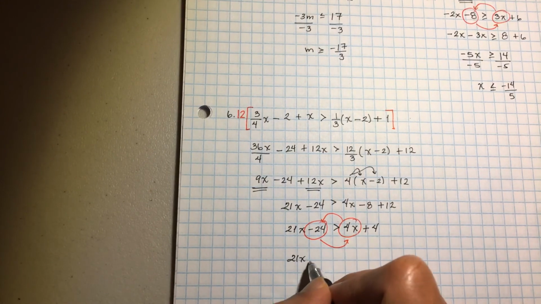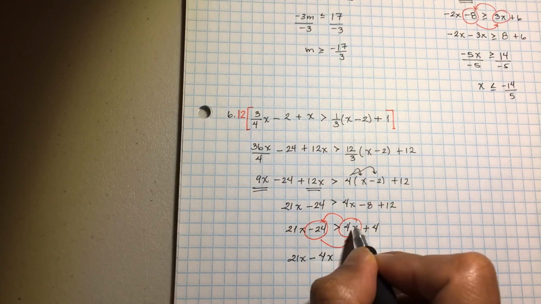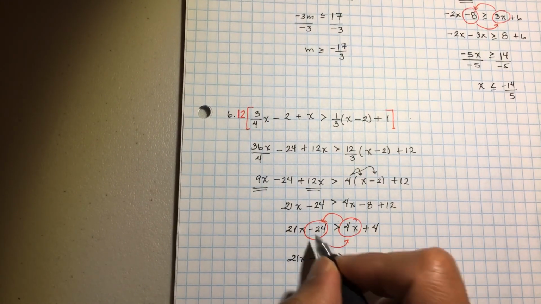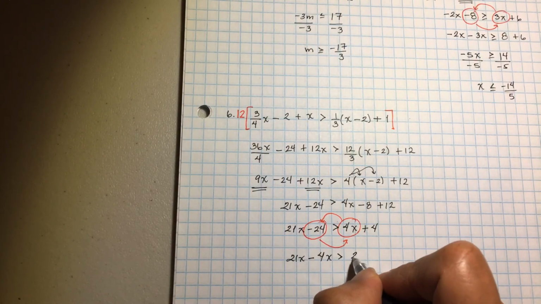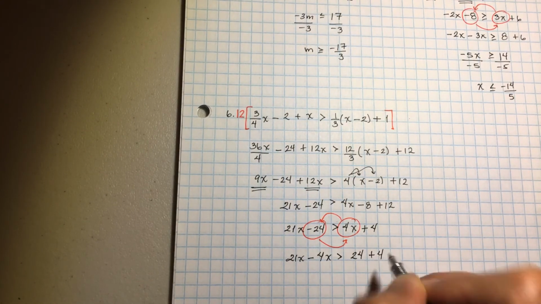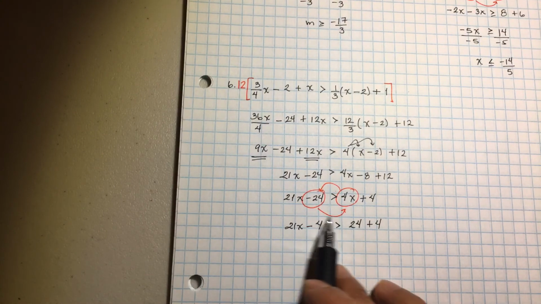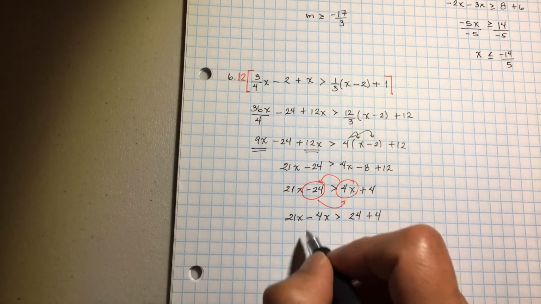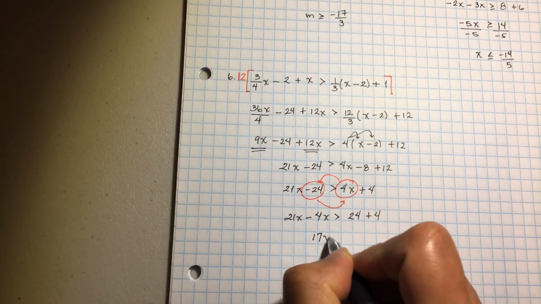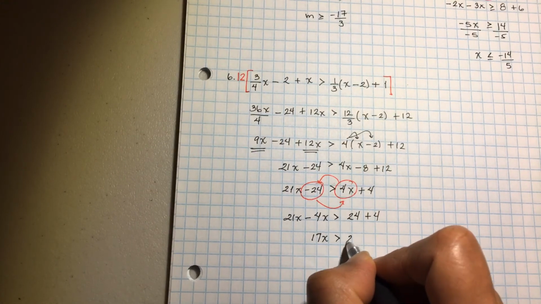The positive 4x becomes a negative. Okay, el 4x se convierte en negativo. El menos 24 se convierte en positivo. Okay, so now we have the negative 24 becomes a positive 24. 21 minus 4 is 17x. 24 plus 4 is 28.